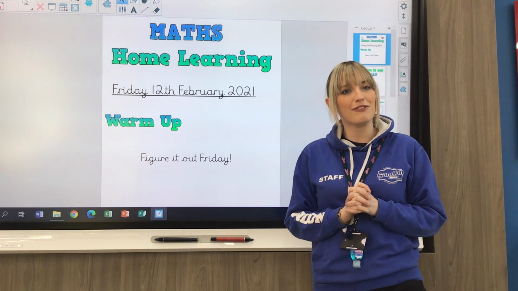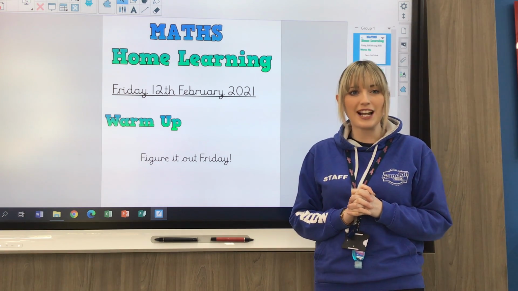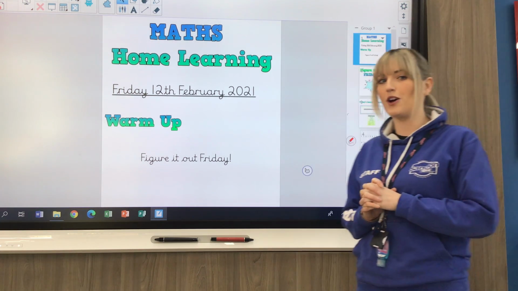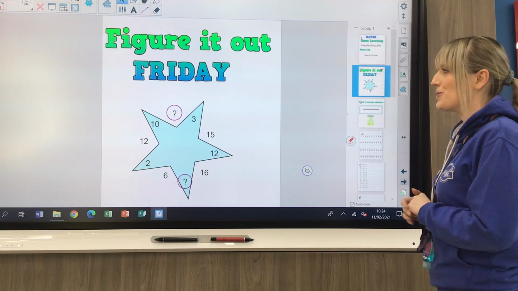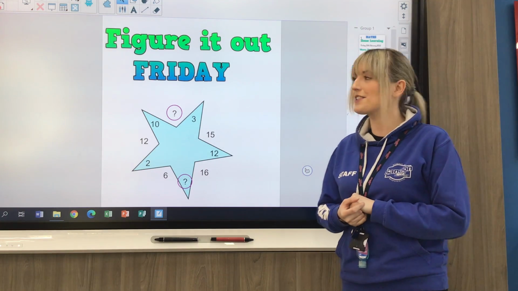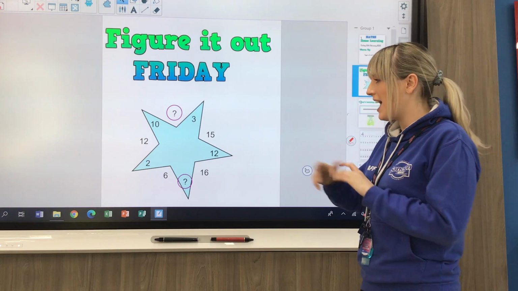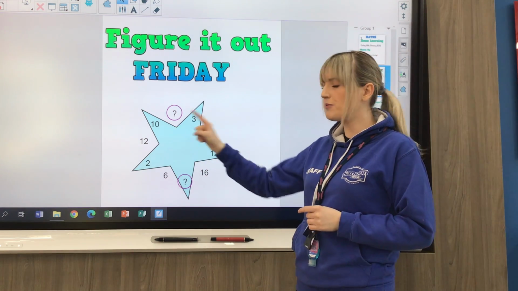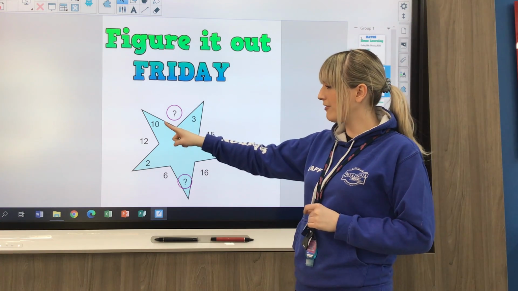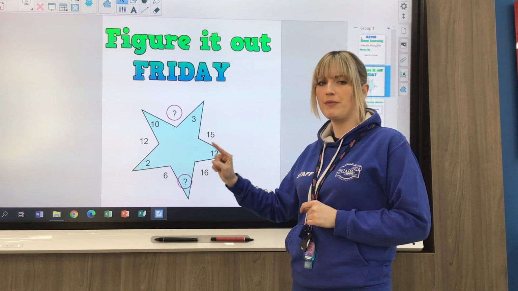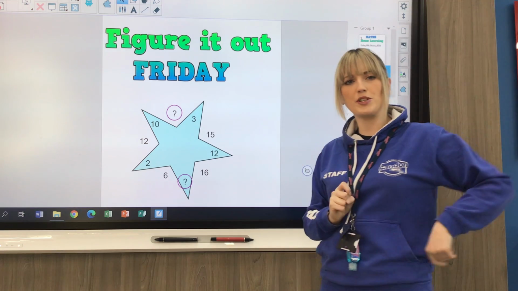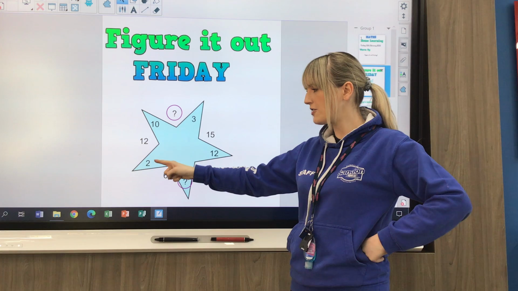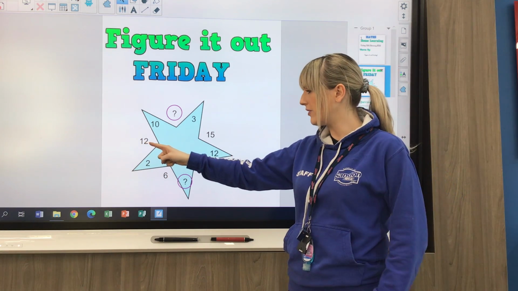It's Figure It Out Friday. So I've got a little challenge for you. I want you to see if you can find the missing numbers on my star. Let me show you. Okay, so for our Figure It Out Friday, I've got my star, and inside my star I've got some numbers. So here I've got 10 and 2, and on the outside I've got the number 12. I wonder what I've done to those numbers, 10 and 2, to get to 12.